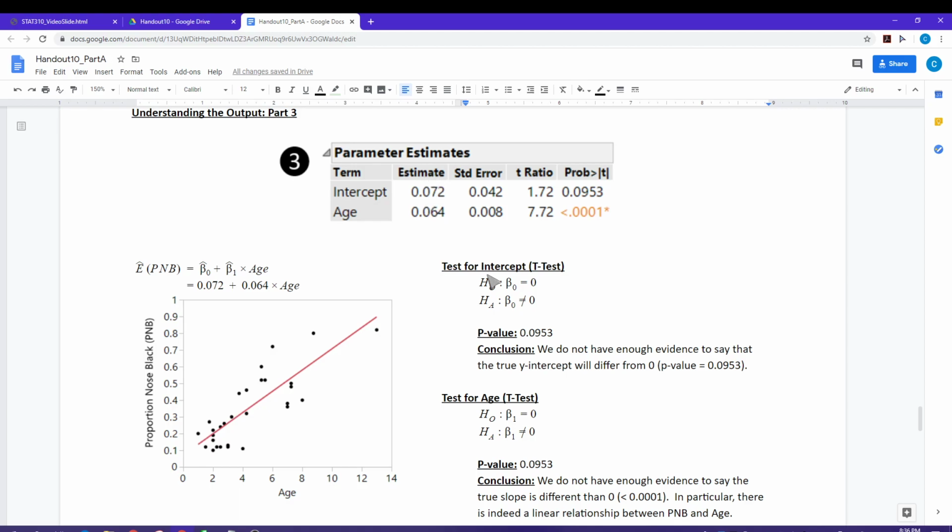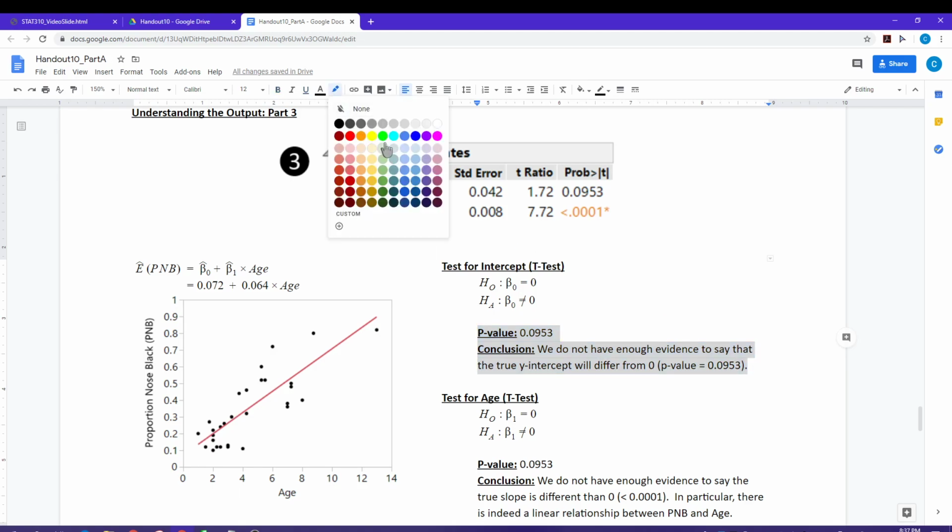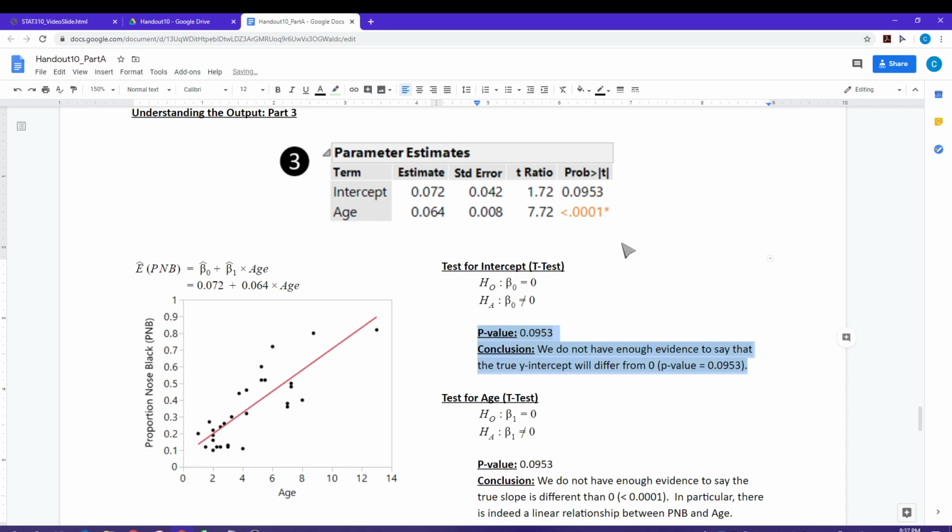Can I say that that's going to be different than 0? No, we can't. Not quite. So it's reasonable to assume that the proportion of nose that will be black when a lion is born could be 0. There might not be any black on their nose when they're born. So the correct conclusion is that we do not have enough evidence to say that the true y-intercept will differ from 0. Again, those are the tests given underneath the parameter estimates.